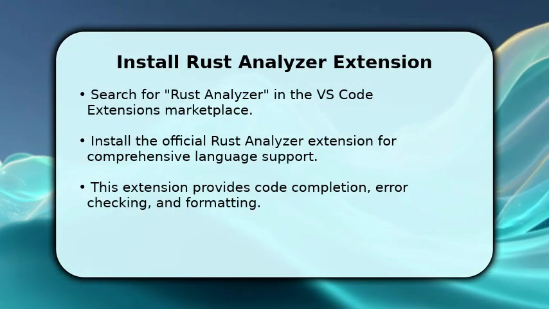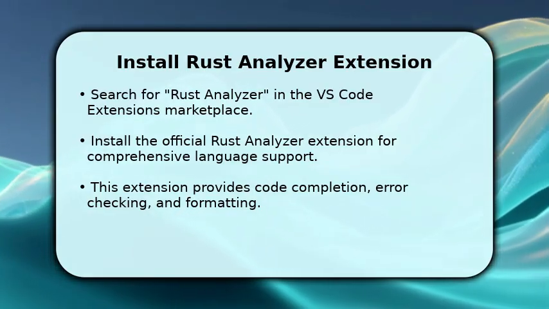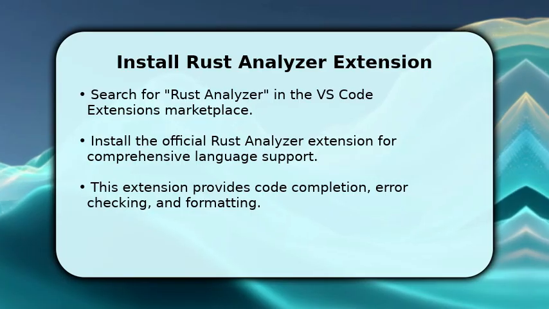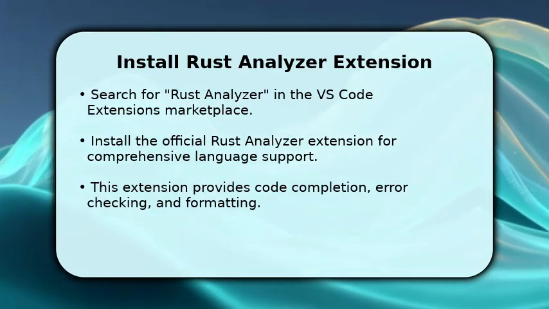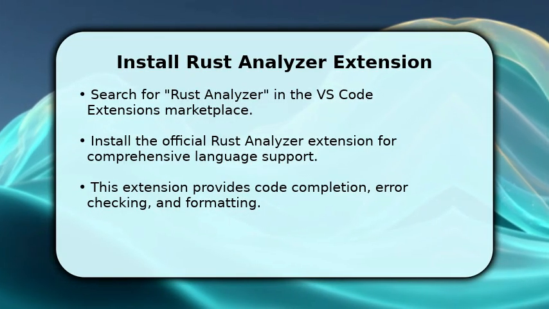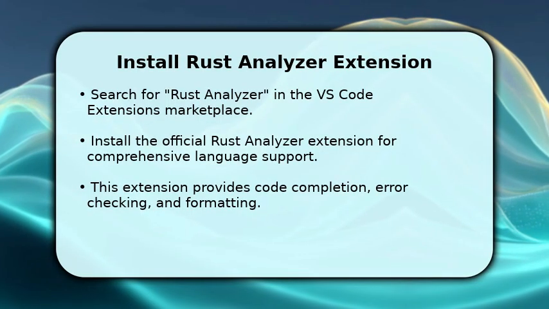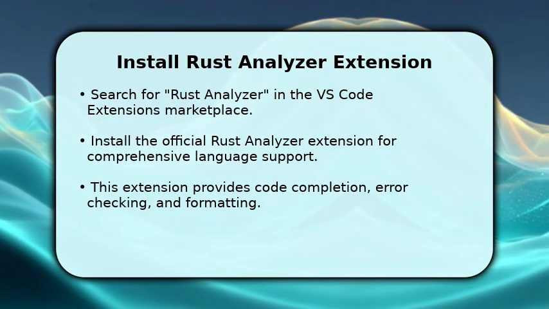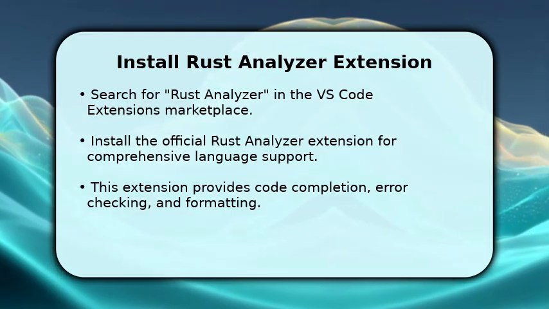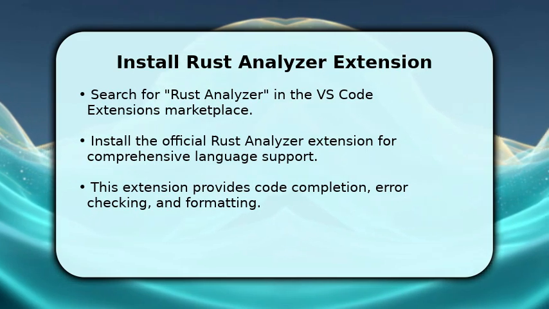Next, within the VS Code Extensions view, search for Rust Analyzer. This is the cornerstone extension for Rust development in VS Code, offering robust language support. Install the official Rust Analyzer extension to gain features like intelligent code completion, real-time error checking, and automatic code formatting. It significantly enhances your coding experience, making Rust development much more efficient and enjoyable right within your editor.